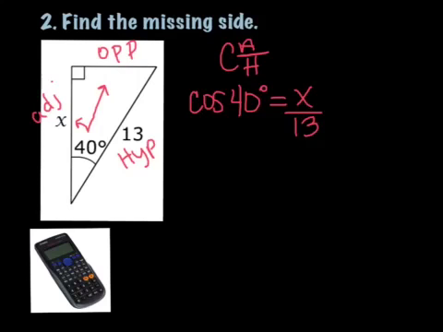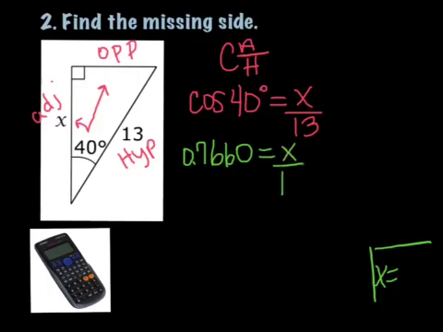Okay, now we just have to solve this. Let me go ahead and put a spot for my answer. X equals. Okay, so we're going to multiply both sides. Actually, let's go ahead and figure out cosine of 40 first. That'll be a little bit easier. Cosine of 40 in my calculator equals 0.7660.